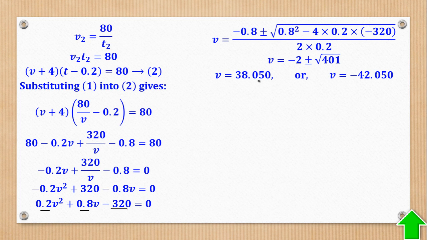So when you round off, that's what you get. We would have rounding off to 4 decimal places. Here I chose to just use 3 decimal places because even here it was a 0, but ideally they should be 4. So there are two values of v, but should v be negative? No. So we conclude that v is 38.05, which is a positive value.